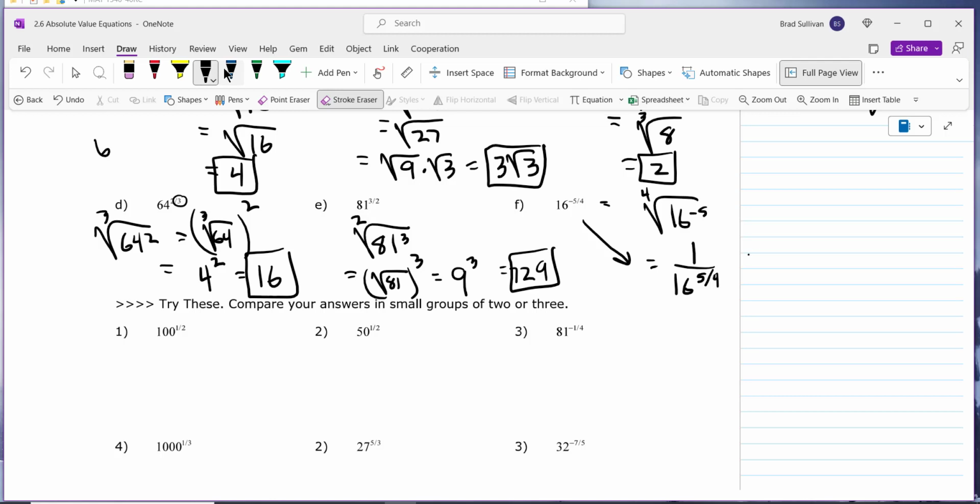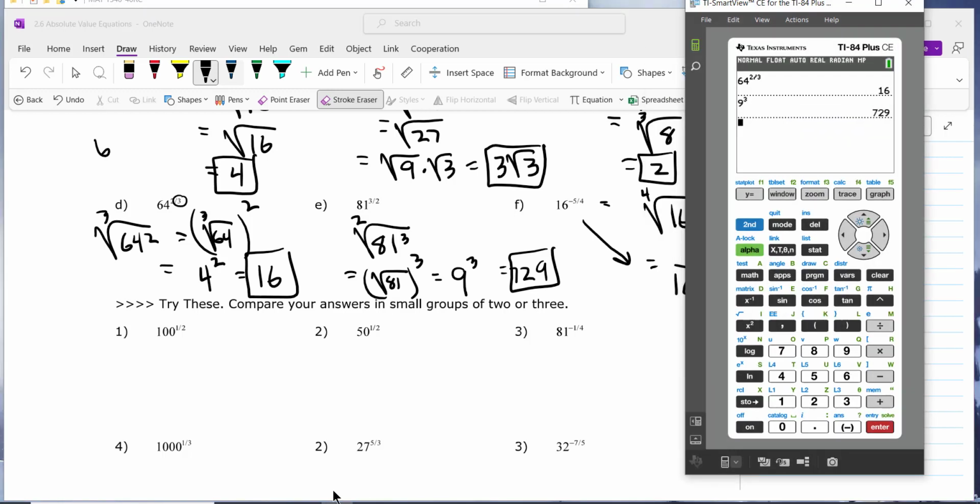Okay. Now change this to the fourth root of 16 to the fifth. Now write it this way, though. That way you can do the fourth root of 16, then you can raise that result to the fifth power. So I'm making the negative exponent positive, then I'm changing it to a radical, okay?